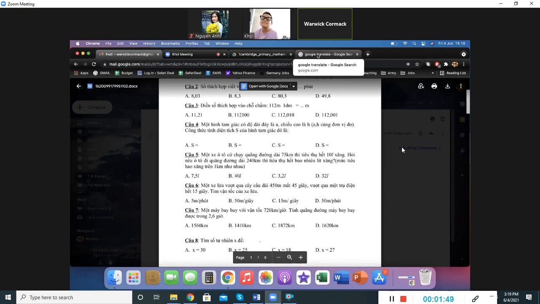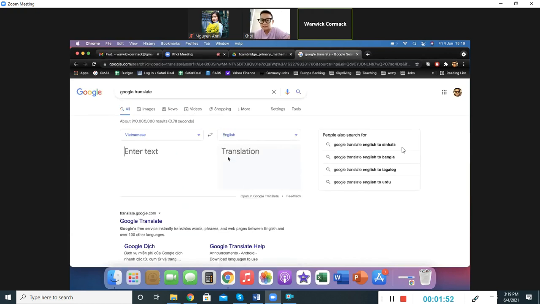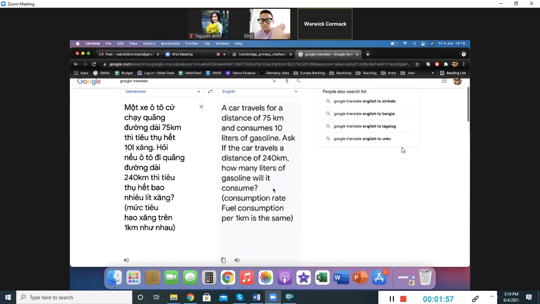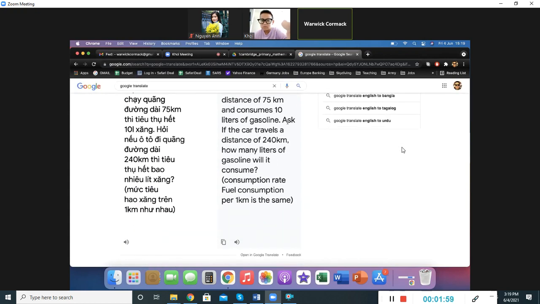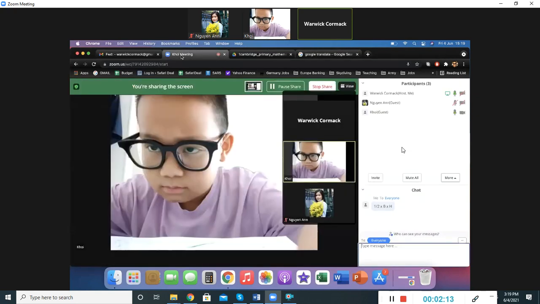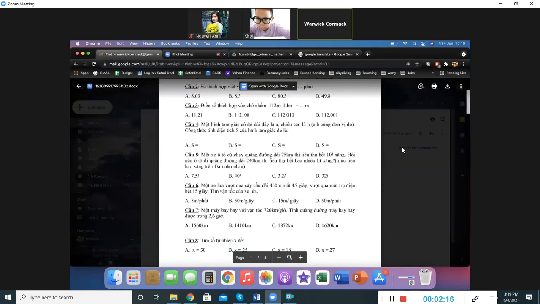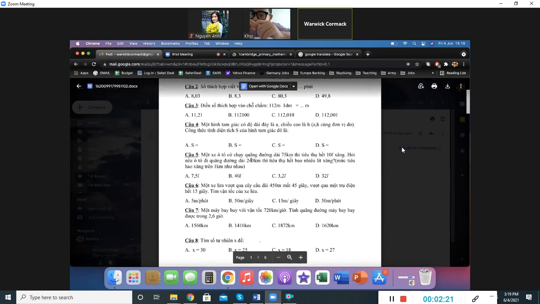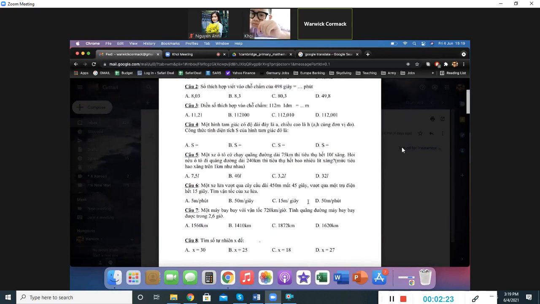Okay, let's check. I think what you explained it quite nicely. So a car travels for a distance of 75 kilometers and uses 10 liters of gas. Ask if the car travels a distance of 240, how many liters of gasoline will it use? Okay, perfect. That's what I thought. Well done. You explained it well. So if it drives 75, it uses 10. How many will it use if we drive 240? What's the answer? A, B, C, or D?